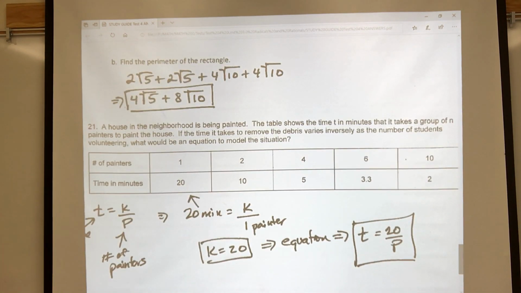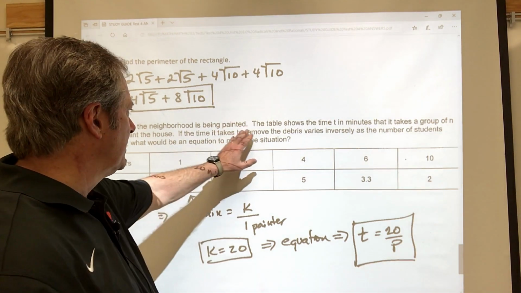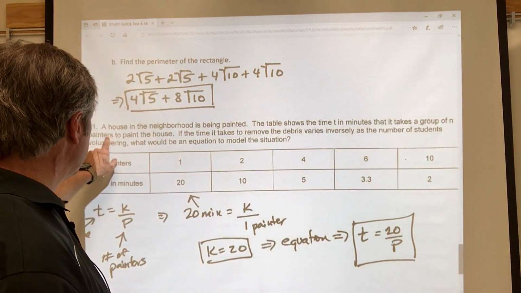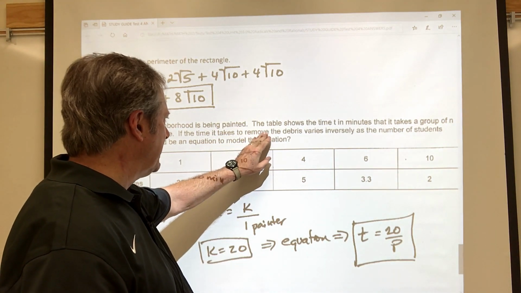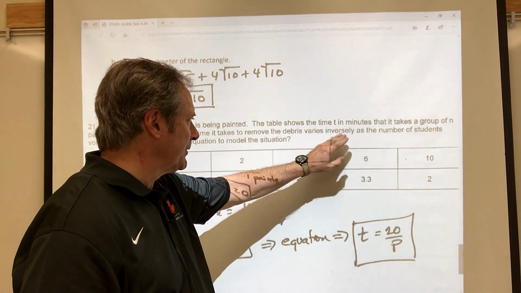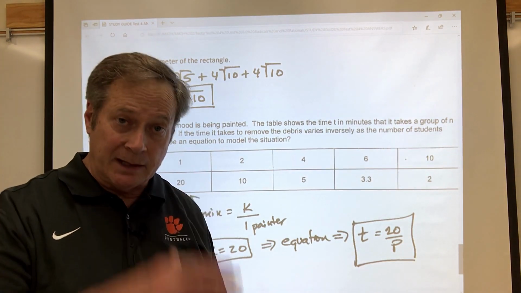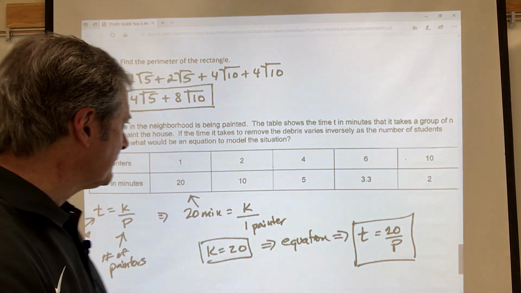All right, 21. We've got a house in the neighborhood. It shows the time t that it takes a group of n painters to paint the house. If the time taken to remove the debris varies inversely as the number of students. In other words, the more students you have, the less time. The less students you have, the more time it's going to take.